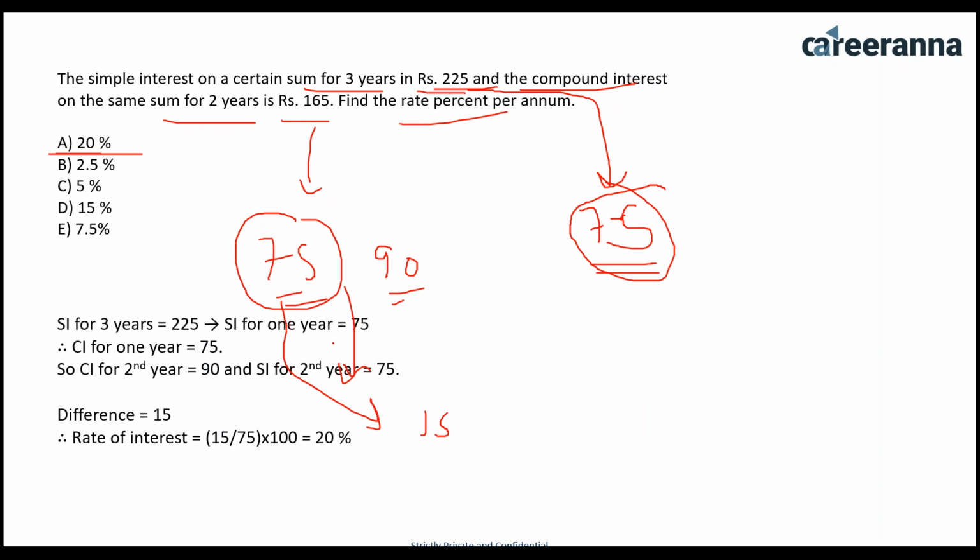Yes. Please tell me if you have any doubt. Any doubt? Very easy to understand. I just have to find out the simple interest for 1 year, which is 75. Now I know that for the first year, it would be the same. Yes, Simran, do you have any doubt? Please ask.